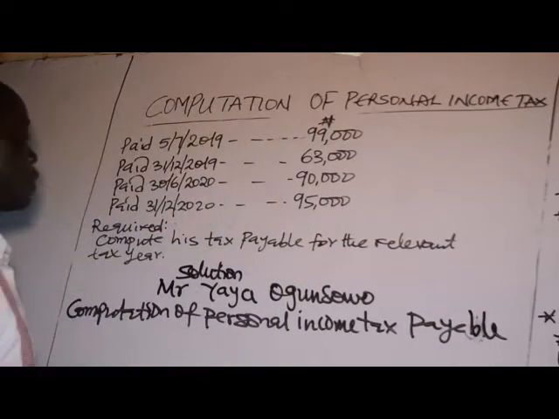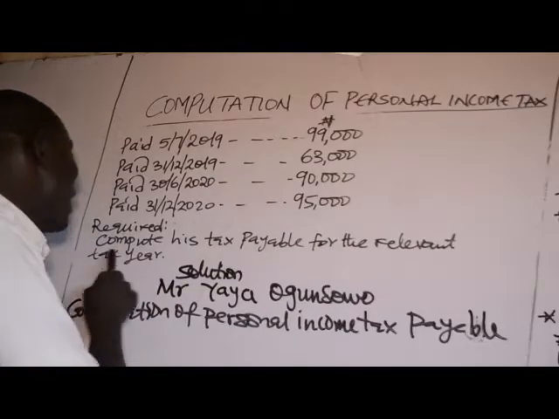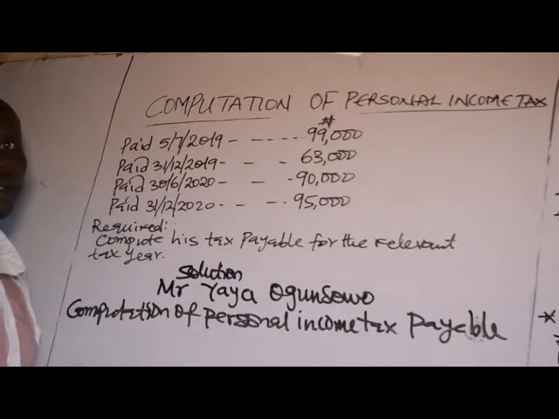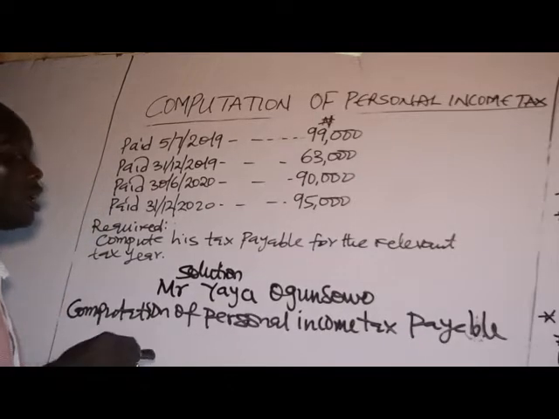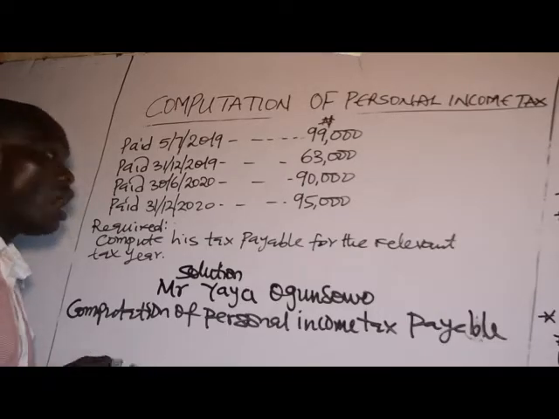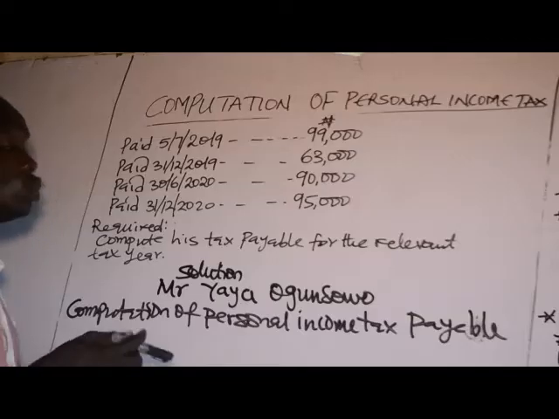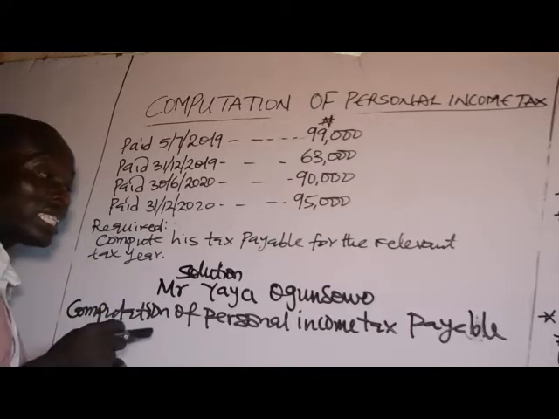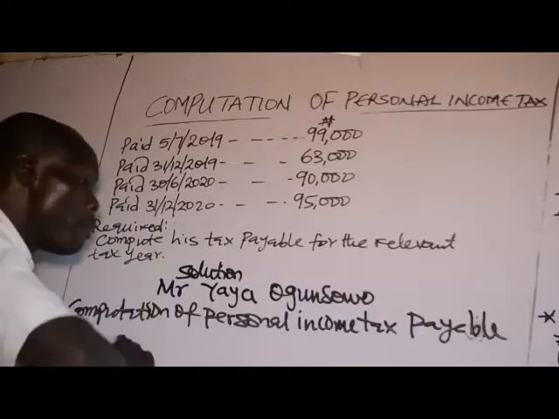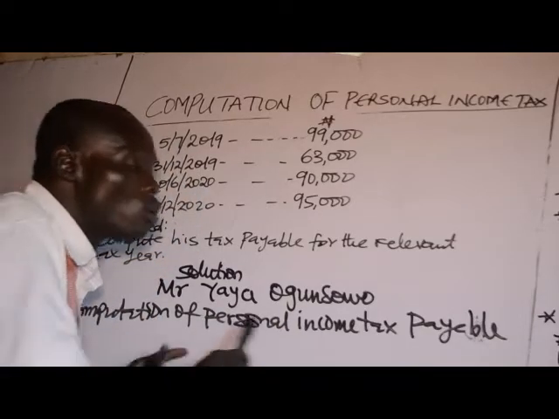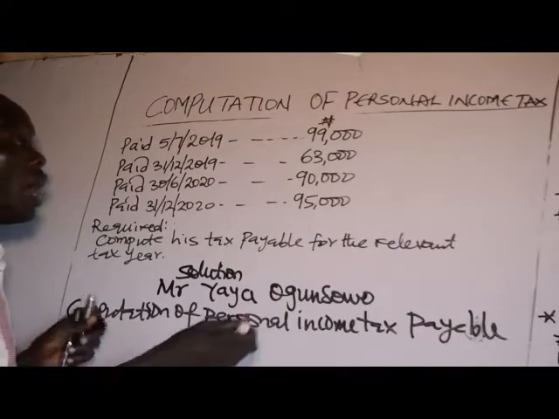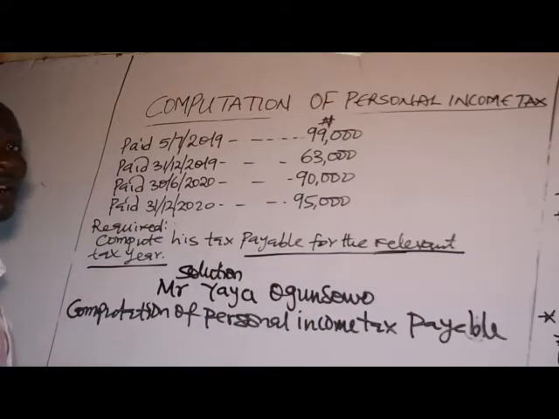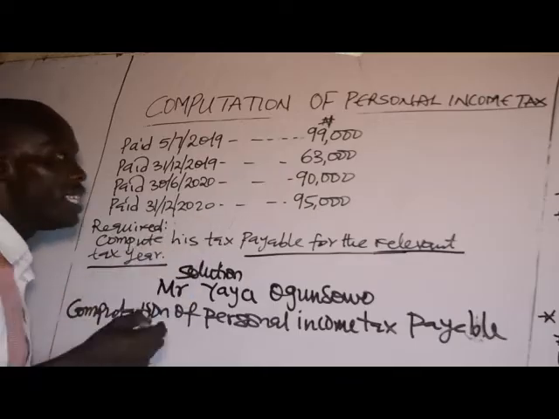If you look at the question, it says compute his tax payable for the relevant tax year. If you put computation of personal income tax payable for the relevant tax year, you are going to score zero. Examiner may not give you the tax year or year of assessment, and you will be expected to decide that. Meaning that if you fail to put the year of assessment in your solution, then no marks will be awarded to you. No mark will be awarded to you. Now, I've told you that it is wrong to put for the relevant tax year or for the relevant year of assessment. It is wrong to put that. So you have to look for the year of assessment.